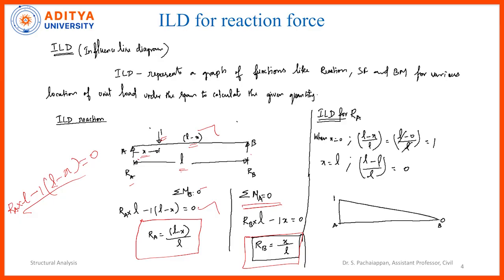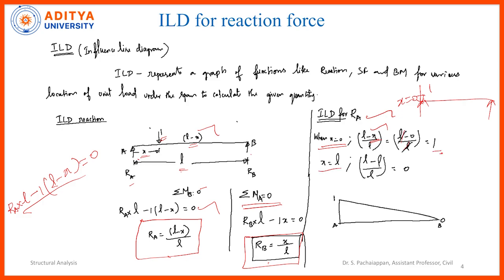Now let's construct the ILD for the reaction force RA. We have the values of RA and RB. First I put x equal to 0 in the RA value. Here x equal to 0 means the load is acting exactly at the support A. RA is L minus x by L, and putting x as 0, L divided by L cancels and becomes 1.